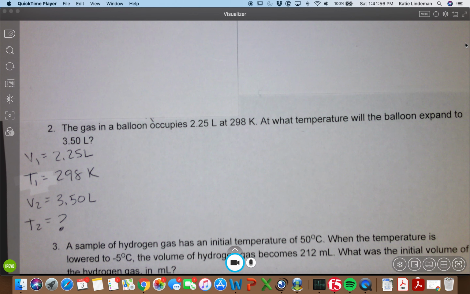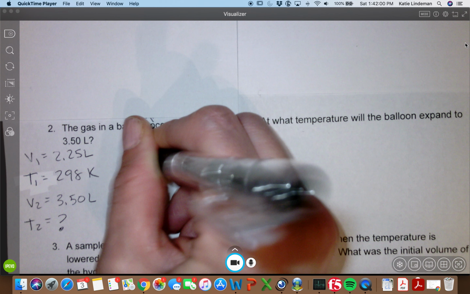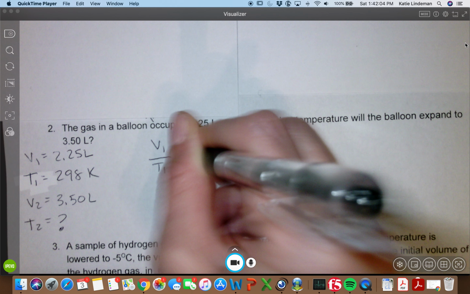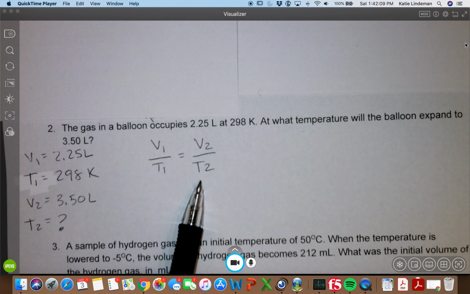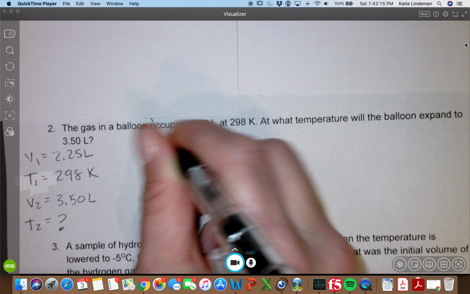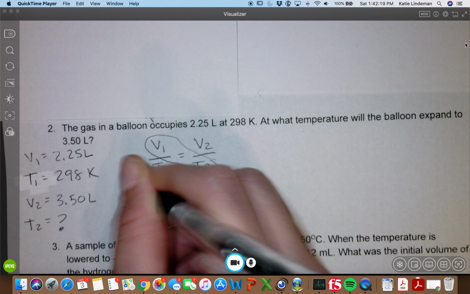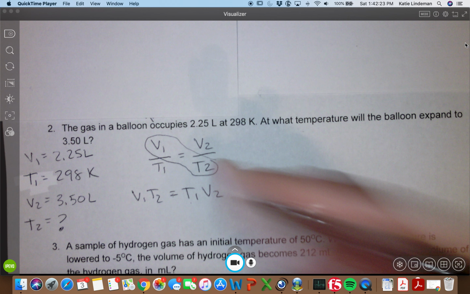At what temperature will the balloon expand to 3.5 liters? Okay. So again, our equation is V1 over T1 is equal to V2 over T2. We're solving for T2, so we want to get T2 on its own. The first thing I'm going to do is cross multiply to get rid of my fractions. So V1 times T2 is equal to T1 times V2.